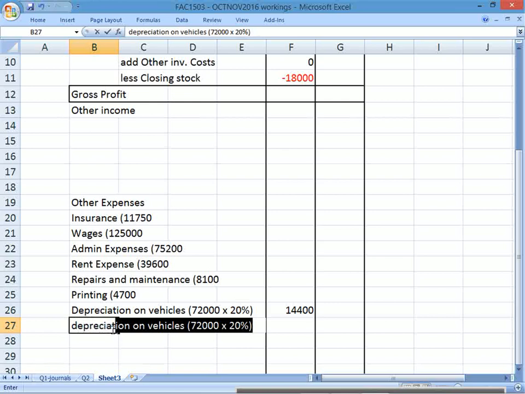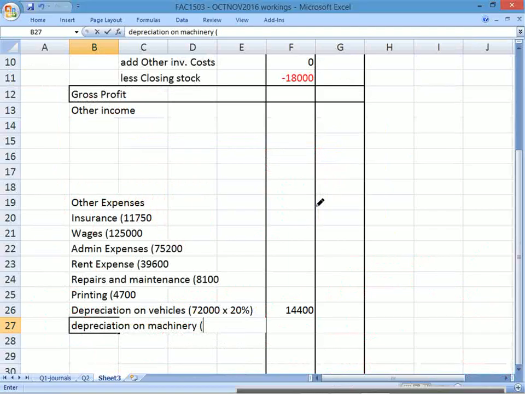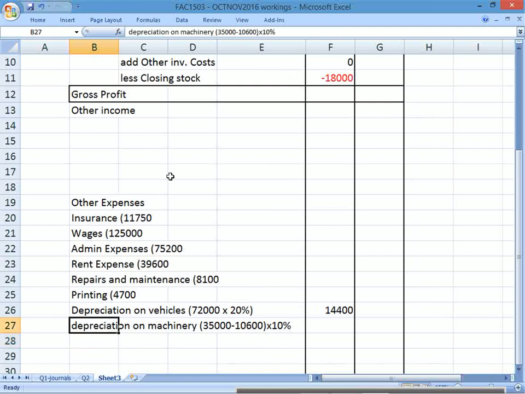Depreciation on machinery, open brackets, 35,123 minus 10,600, close brackets, times how much percent? 10%. Gives you an answer. We'll see what it is just now. Let's copy that, get an answer. I get, oh, it can't be 0. Oh, there's an X here. Get rid of the X. There we go. Okay, 2,440 is the depreciation on machinery.